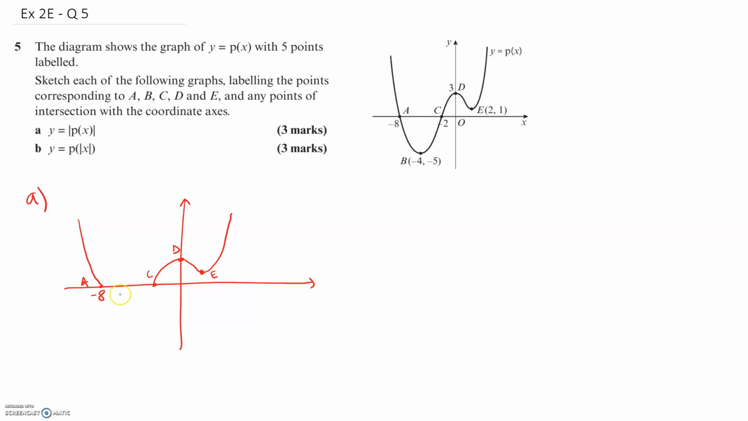Now that's going to be reflected in the x-axis, and it's going to look something like this. Now remember, I need to mark in the point B, and it was -4, -5. So what's changed is not the x coordinate, but in fact the y coordinate, and it's going to become -4, 5. So that is going to be mod of p of x.